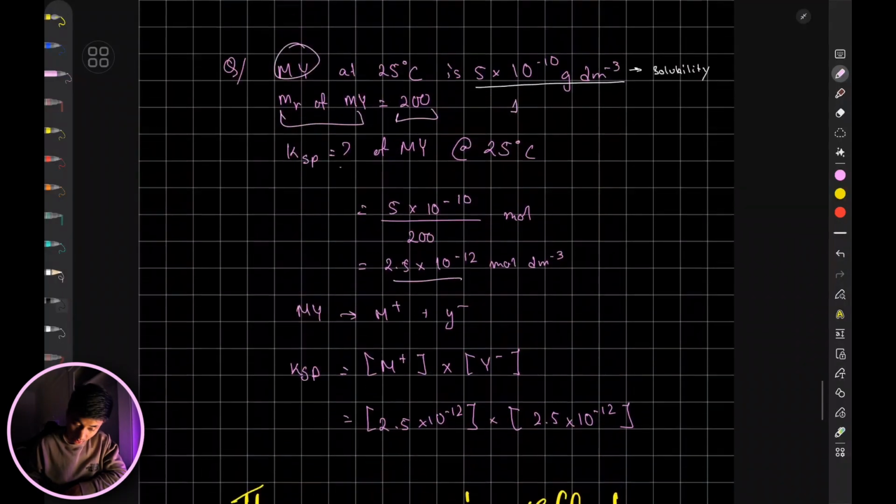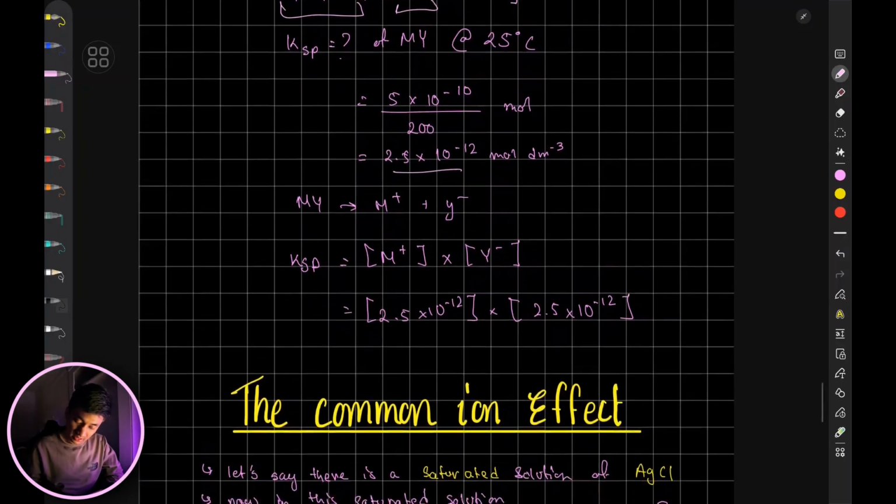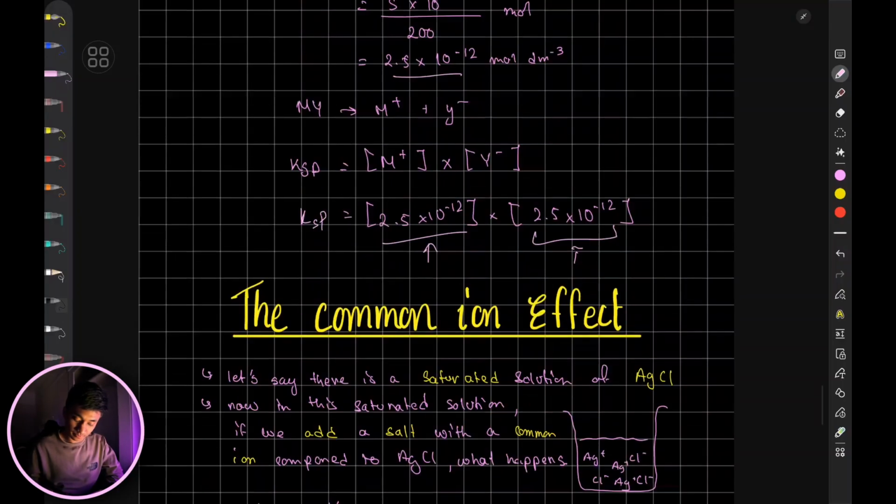So you want to find out the KSP. You know the concentration of each of M and Y. That is the solubility bit. However much of My is soluble, each of M and Y is also present in the same amount, right? So if 2.5 moles of My is soluble, then 2.5 moles of M is present and 2.5 moles of Y is present. So you will have 2.5 into 10 to the power minus 12 times 2.5 into 10 to the power minus 12. This is going to be your KSP.